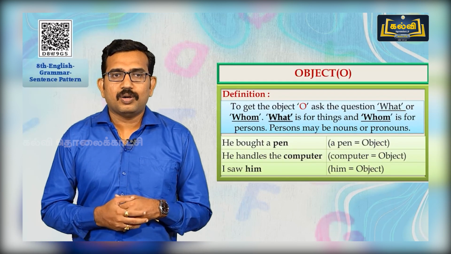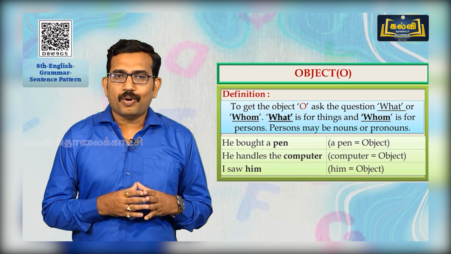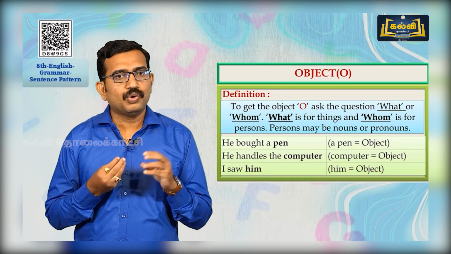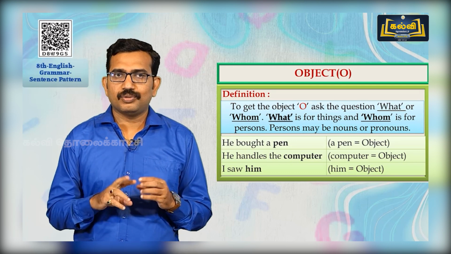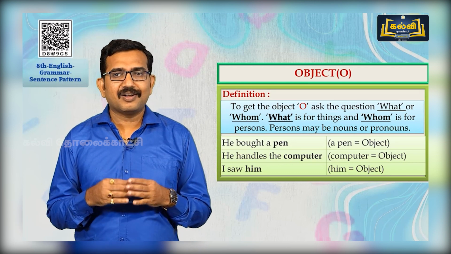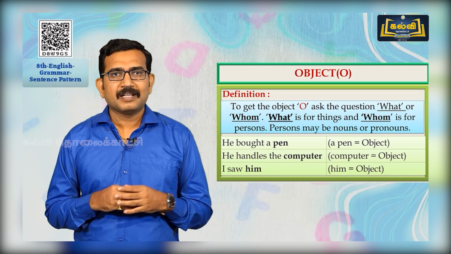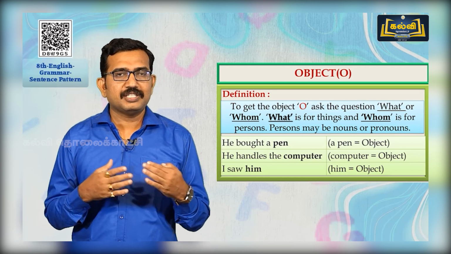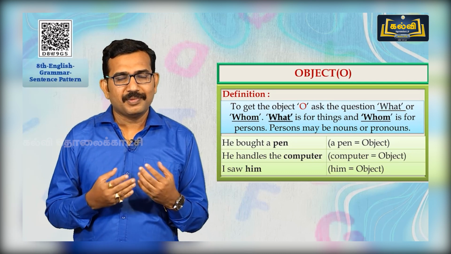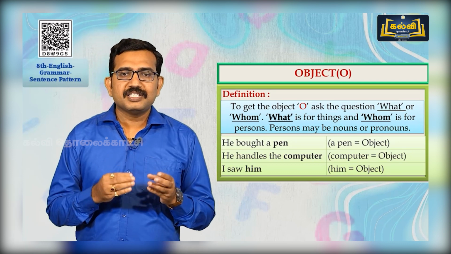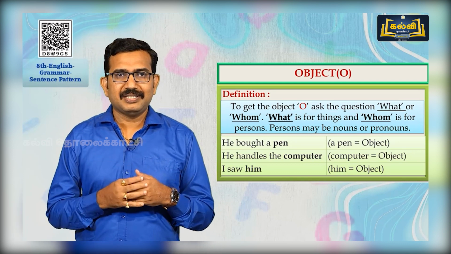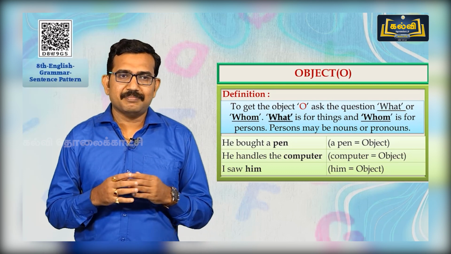The next is object. To get the object, O, ask the question what or whom. Okay, these two questions will answer for the object. What is for things and whom is for persons. So when you ask the question what, it is for objects. And when you ask the question whom, it refers to persons. Persons may be nouns or pronouns. You have learnt it in the previous one itself. Let us check some examples.